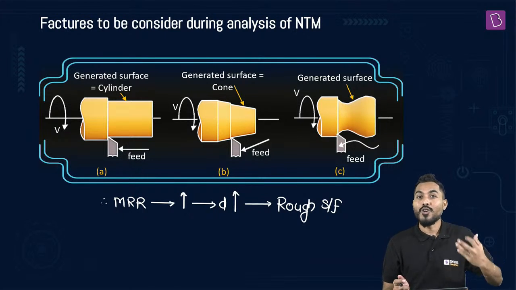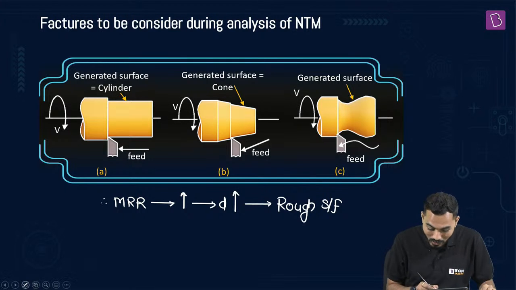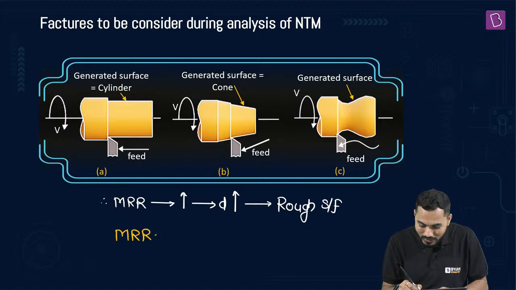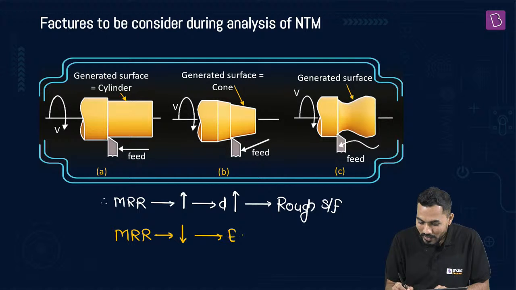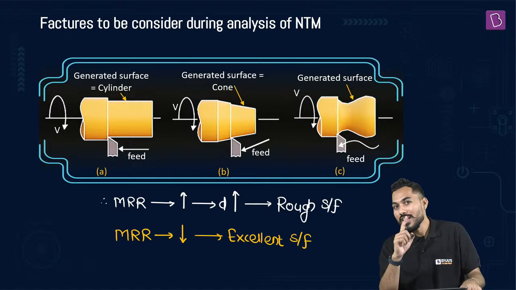It produces an excellent quality of surface, which means that when my material removal rate is very low, can I say that an excellent surface finish will be generated? Do you understand that? Yes.